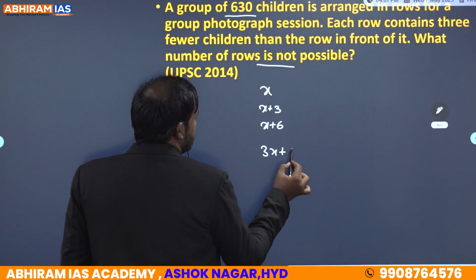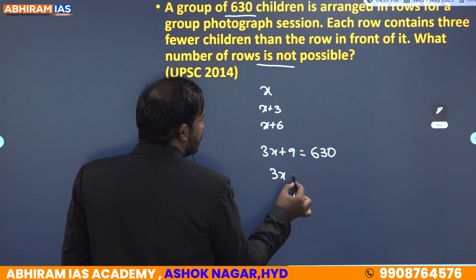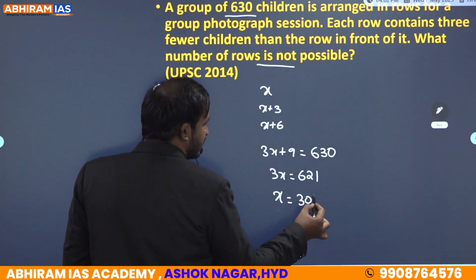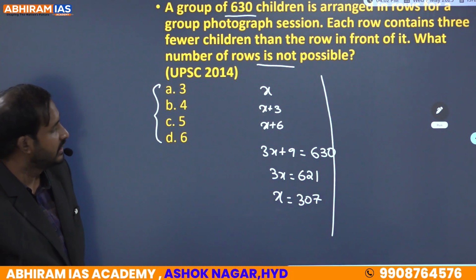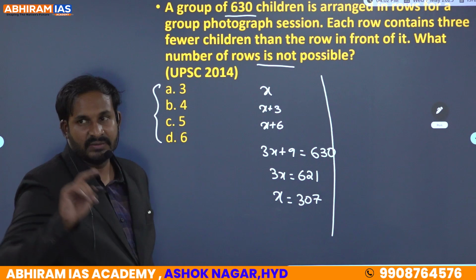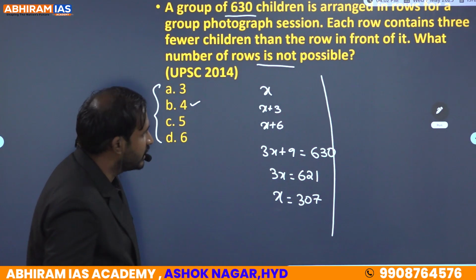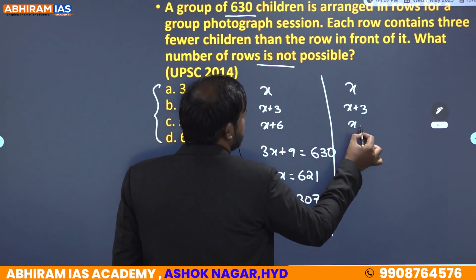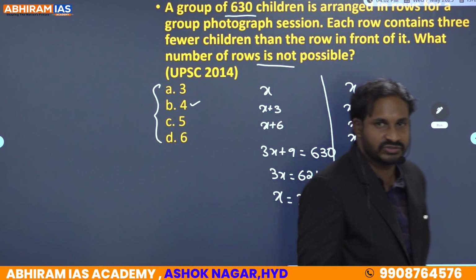3x plus 9 is equal to 630. Okay. So 3x value will become 621. X value will become 307. Yes, there is a possibility. 307, 310 and 313. Yes, there is a possibility. Next one. If I assume that there are 4 rows, then the students will become x, x plus 3, x plus 6 and x plus 9. Why? Because in each and every row there are 3 more students.